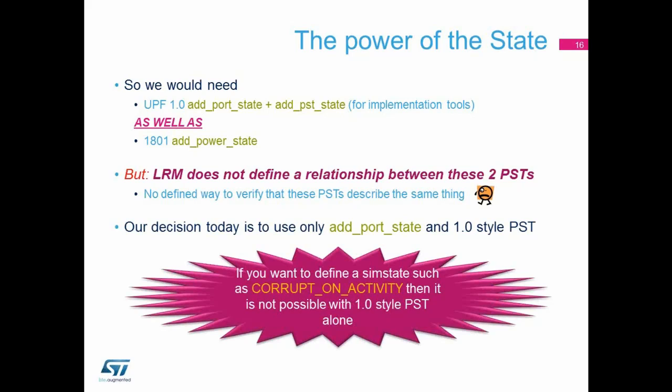But there is a little warning here, which is that if you want to use something like corrupt on activity sim state, then you can't do that with a 1.0 style PST, UPF 1.0. So this was one of the limitations. This is an example of the kind of UPF 2.0 minus we had. Some things were rolled back to 1.0 because it was the only way to do them that the tools understood.